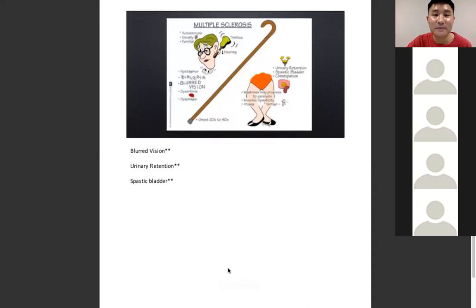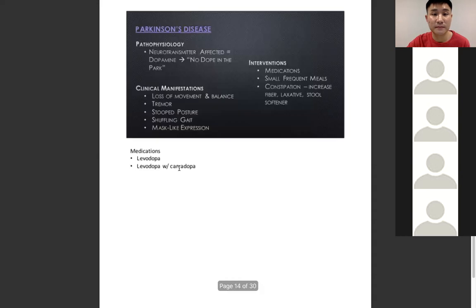This is a little picture about the assessment findings for someone who has multiple sclerosis. They will have tinnitus, nystagmus, diplopia, blurred vision, and urinary retention. So blurred vision, urinary retention, and spastic bladder are also key assessment findings for someone who has multiple sclerosis.